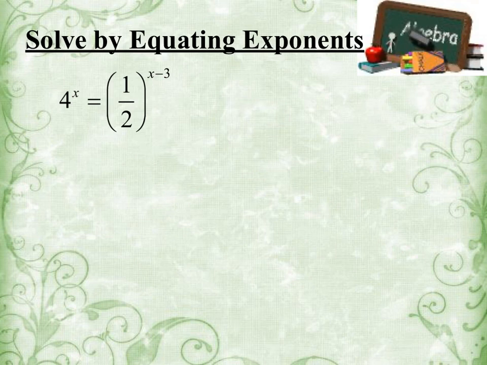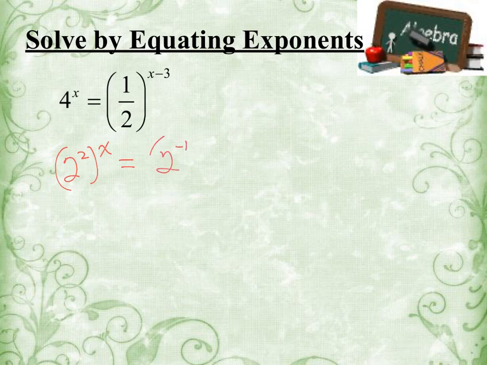Here we have a base that's a fraction. So remember, a fraction probably just came from a negative exponent. They are different bases, so I want to think about what base I'm going to write these with. I'm going to write them both with a base of 2. So 4 is 2 squared to the x. And 1/2 written with a base of 2 is 2 to the -1.